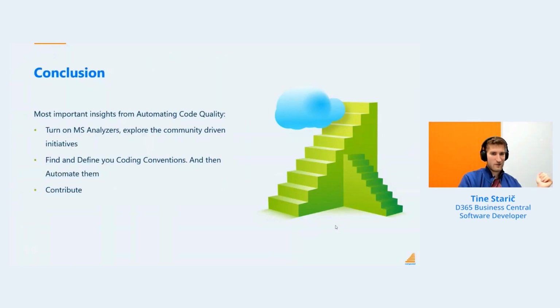So in conclusion, what do I want you to take away from this webinar? First off, turn on all of the Microsoft provided analyzers. They really do help catch bugs way before they slip into production. And next, explore the community-driven initiatives. See what's already available there and see if that might fit your development needs. And once you're done with that, I'd like you to start finding and defining your own coding conventions. What are the rules your developers should follow? And when you define them, start automating them.